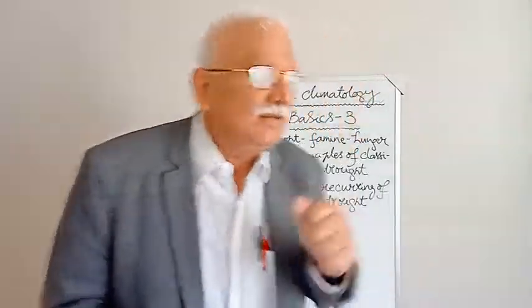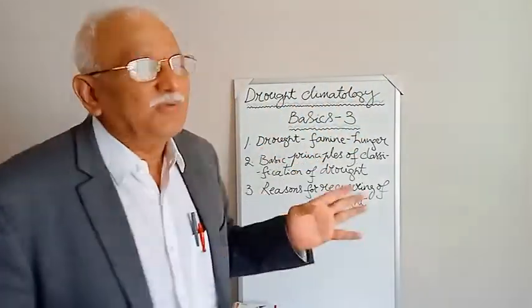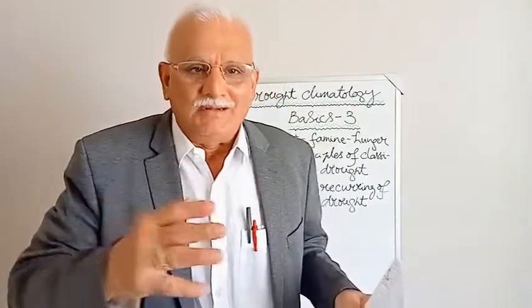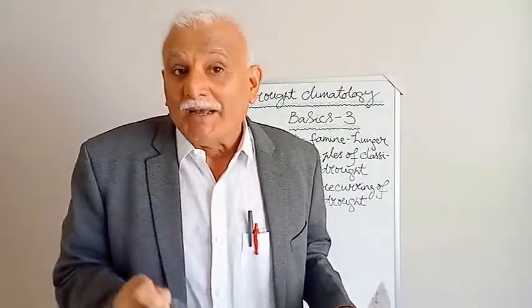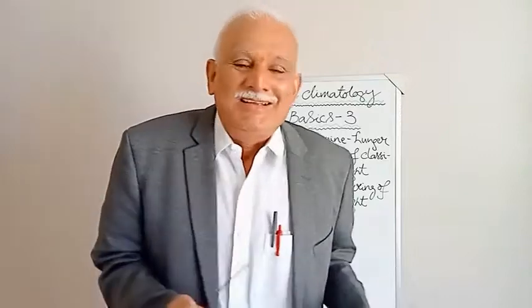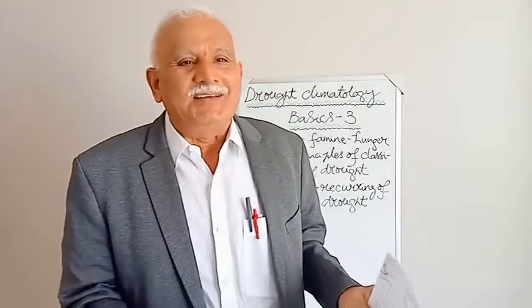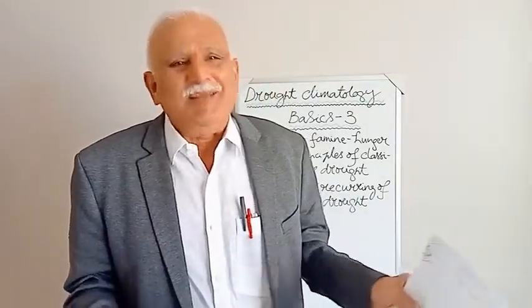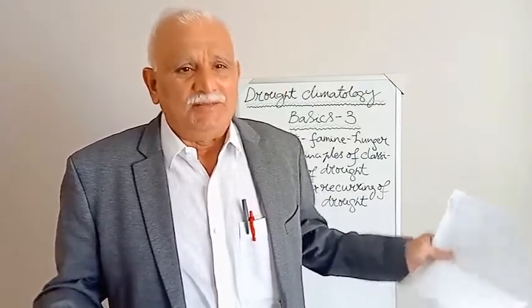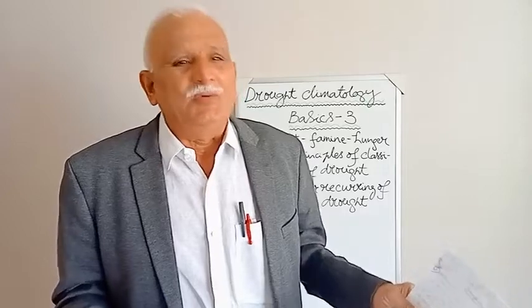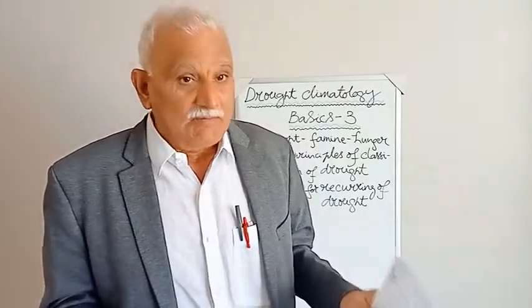Now in this class, what we are trying to understand is drought, famine, hunger. This is a sequence. Drought, famine, hunger. Drought is a slow creeping disaster. Drought won't occur all of a sudden overnight, except when some available water in a particular large region is contaminated, so that's a different situation.